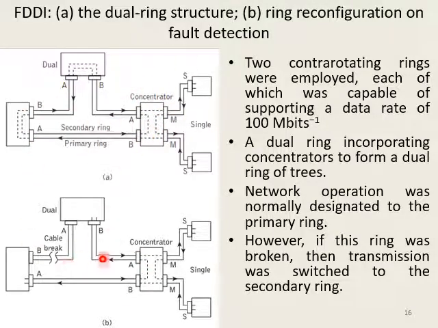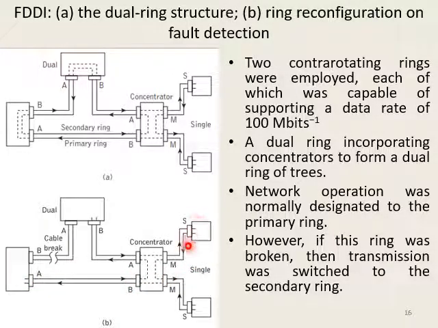But if I look at the second diagram, a cable break has happened in both cases. Normally the network operation is designed for the primary ring, so information normally passes through the primary ring. If the primary ring is not working, then the secondary ring will work. If the ring was broken, then transmission was switched to the secondary ring. If both are broken, information is passed from here to here, and it cannot move into this particular unit. So the observation is that it goes from the secondary to the primary, primary to secondary.